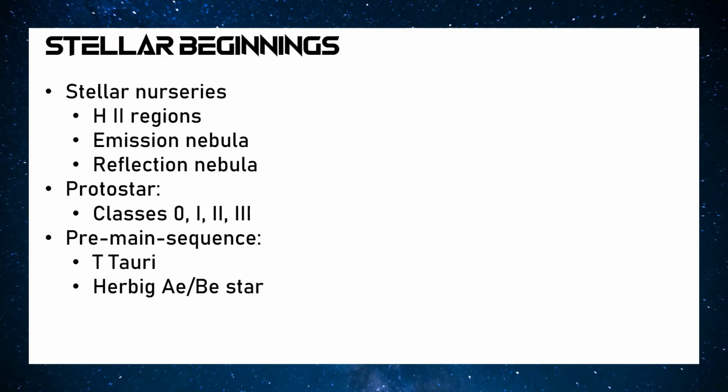Okay, we've come to the end of our major stellar classification. Now let's turn to the beginning of stars, stellar beginnings. So first of all, most newborn stars form in dense clouds of gas. These are sometimes called stellar nurseries. There are also more defined explanations.